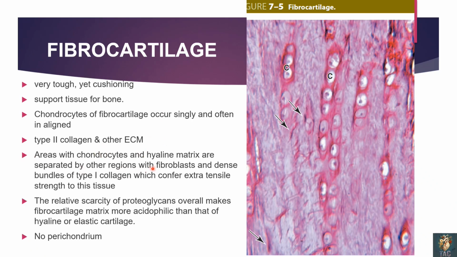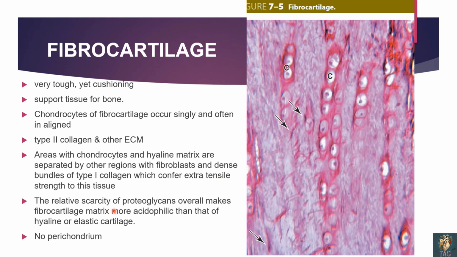Areas with the chondrocytes and the hyaline matrix are separated by other regions with fibroblasts and dense bundles of type 1 collagen, which confer extra tensile strength to this tissue. So you can see in this area, these are the areas of the cartilage, and these are the areas where the type 1 collagen is, and the arrows show the presence of the fibroblasts over here. So fibrocartilage, along with the type 1 collagen and the fibroblasts, gives extra tensile strength to this tissue.